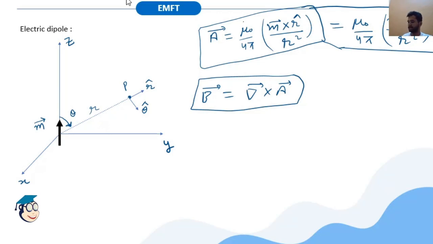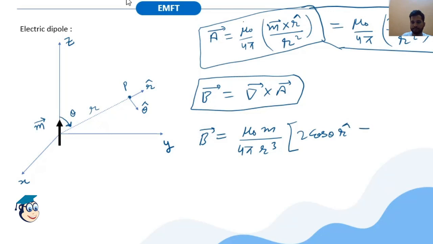So after taking the curl, I'm directly writing the result. I'm not going to take the curl using the determinant formula. B will come out to be equal to mu naught m over 4 pi r cube, and in bracket we will have 2 cos theta r cap plus sin theta theta cap. This is also similar to the expression of the electric field in the case of an electric dipole.